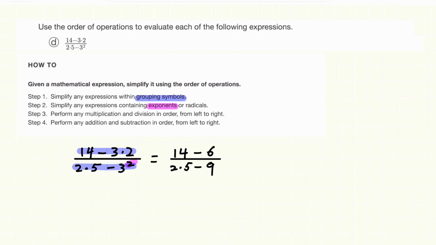So in the denominator, the exponent has the highest priority, meaning I'll leave the multiplication and subtraction. 3 squared is 9. And then we still have grouping symbols where the numerator and denominator are grouped together. So in the numerator, 14 minus 6 is 8. In the denominator, we have multiplication and subtraction. Multiplication is done before subtraction. So next would be that multiplication. 2 times 5 is 10 minus 9. Still grouped together in the denominator is 10 minus 9, which is 1. We now have just one operation left, division. 8 divided by 1 is 8.